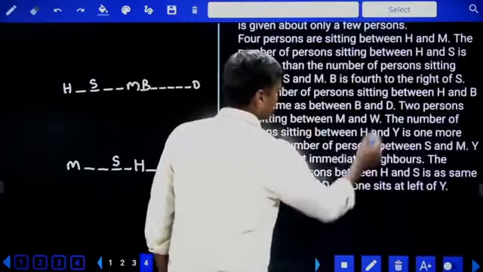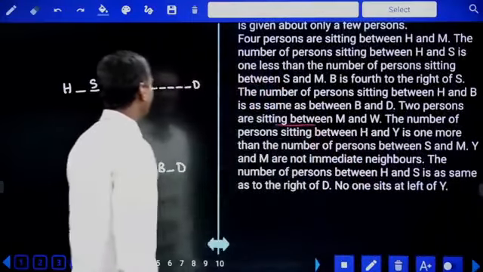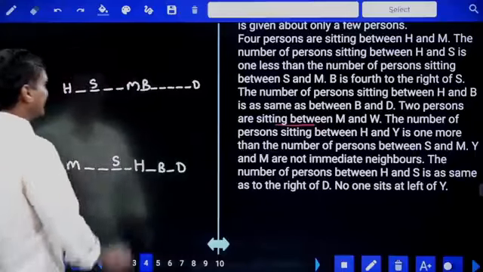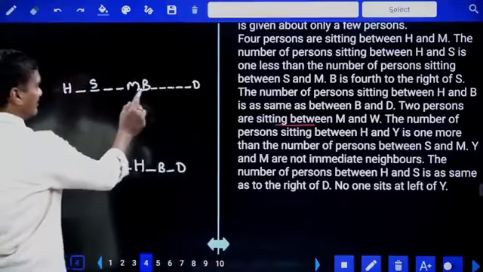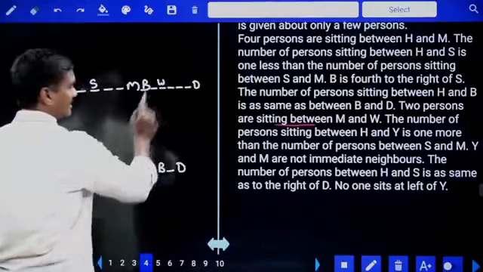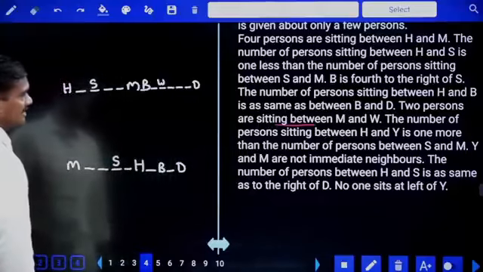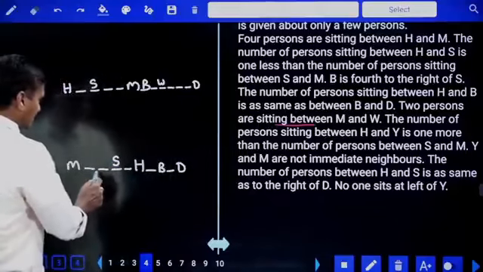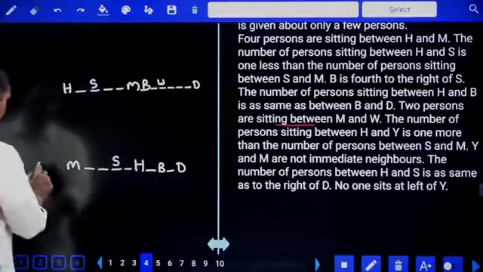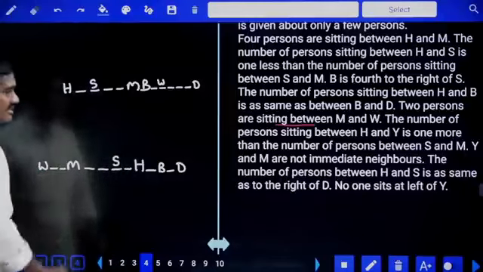And 2 persons are sitting between M and W. Between M and W exactly 2. 1, 2, W cannot be on the left hand side. 1, 2, W is here. And 2 persons between M and W. M and W, 1, 2, cannot be here. Hence W is here. 2 persons between M and W.